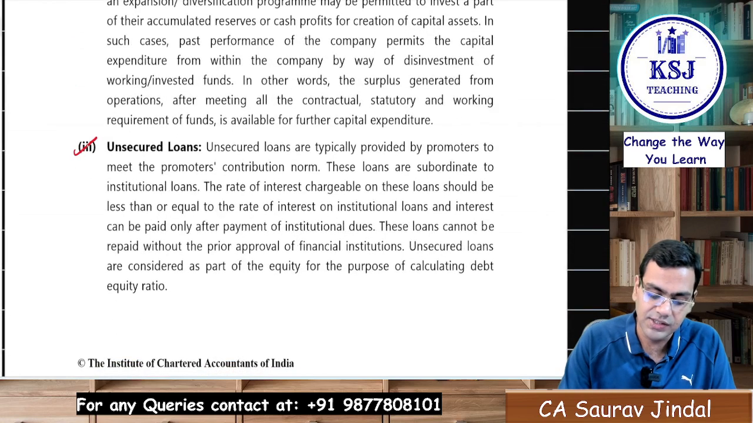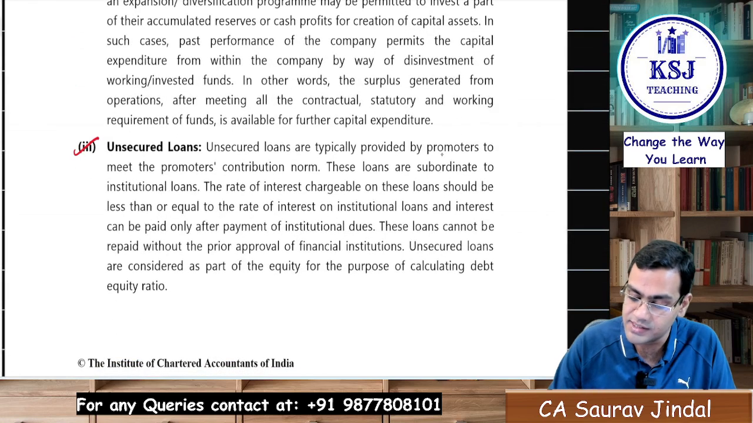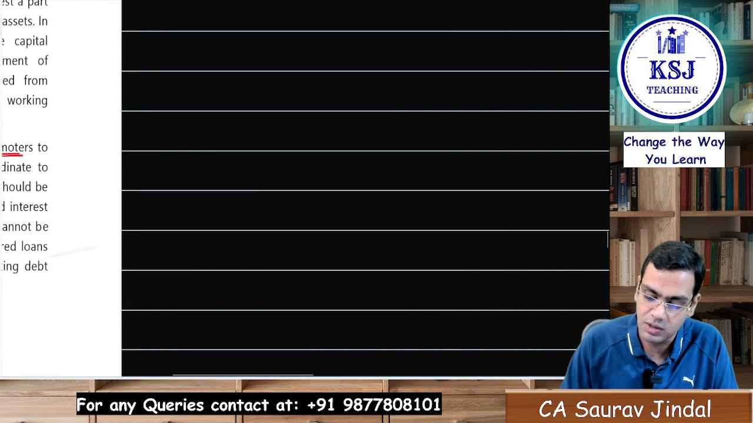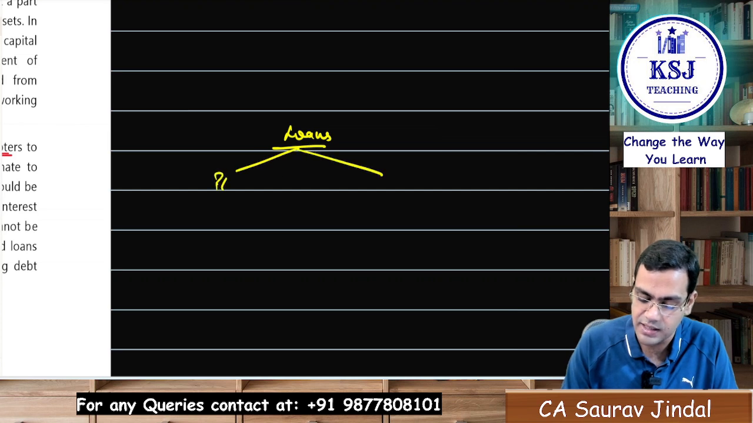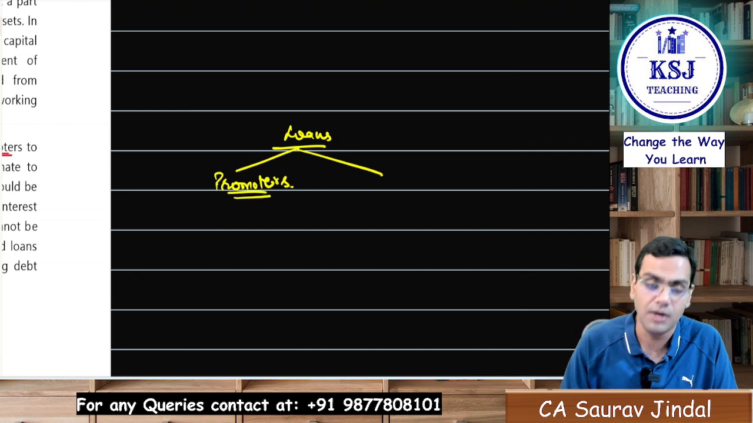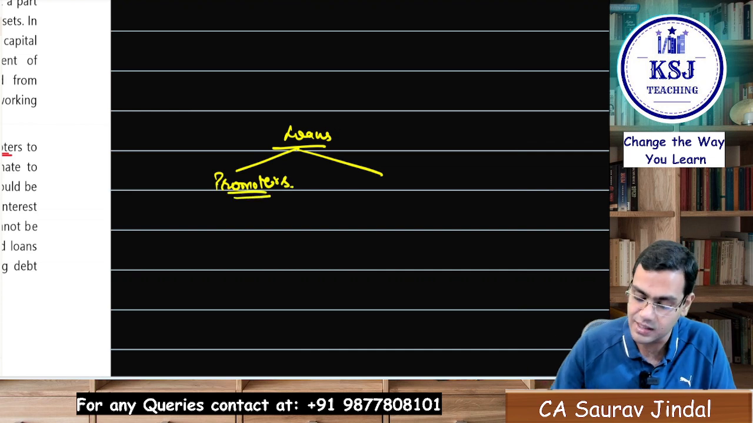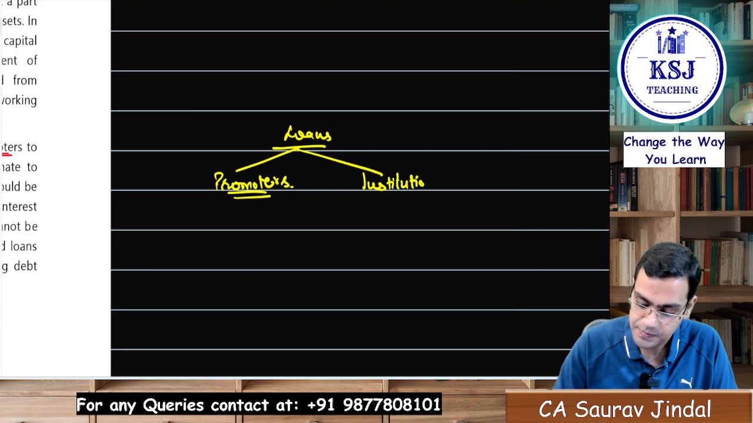Next is the unsecured loan. Now this unsecured loan is given by the promoters. If you talk about loans, here what he is talking about is that loans can be of two types. One is given by the promoters of the company, those who are starting, those who are promoting the idea, those who are promoting the company. The other is the institutional loans.